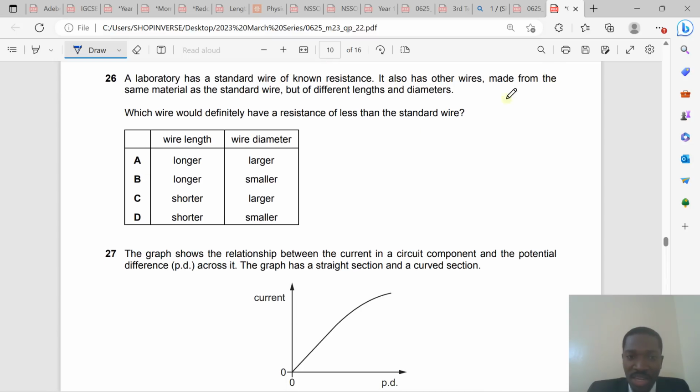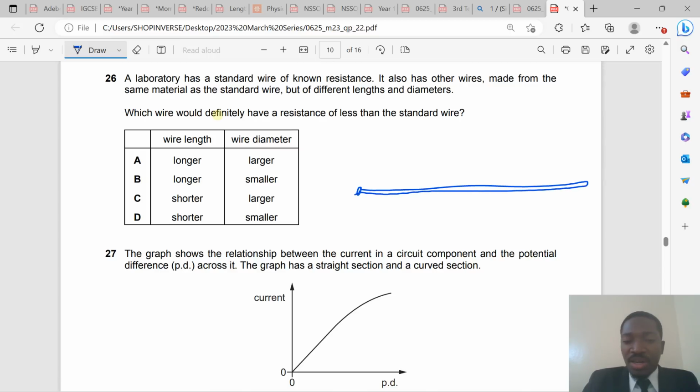It also has other wires made from the same material as the standard wire, but of different length and diameter. Which wire would definitely have a resistance of less than the standard resistance of the standard wire? So in order to increase the resistance of a wire, you have to make sure the diameter is very small, and you also make sure the length of the wire is very high. That means the wire must be very long. That will make it have high resistance. But if the wire is thick and short, then the resistance will be very small.